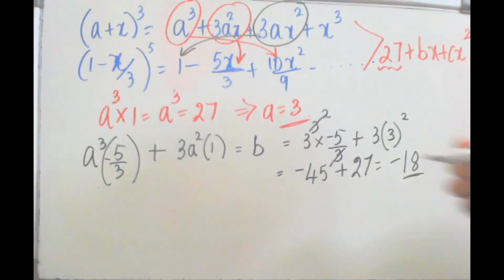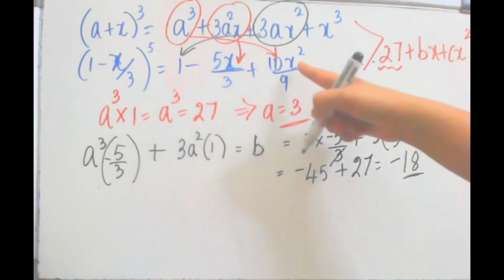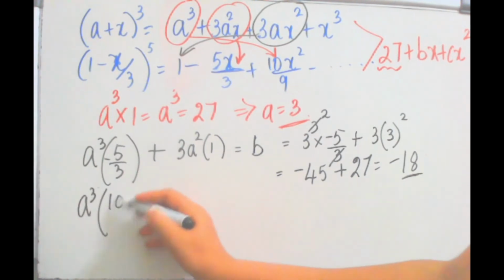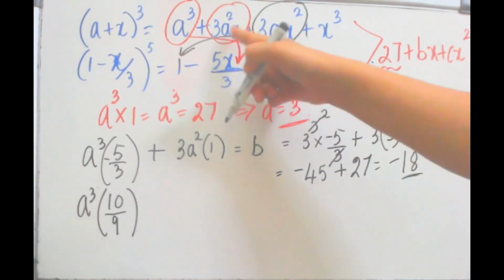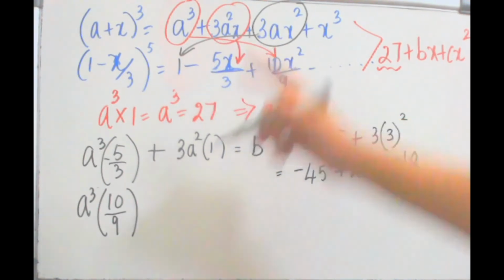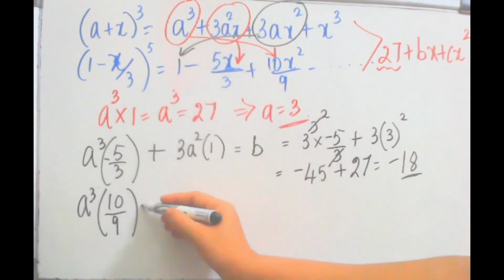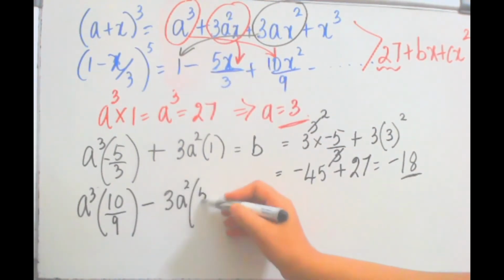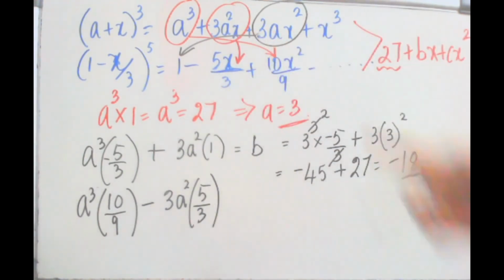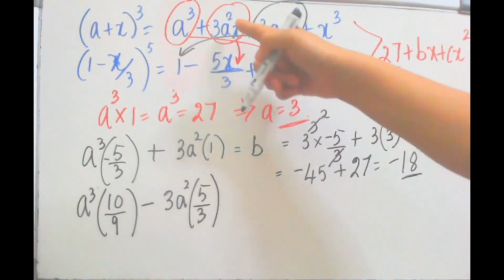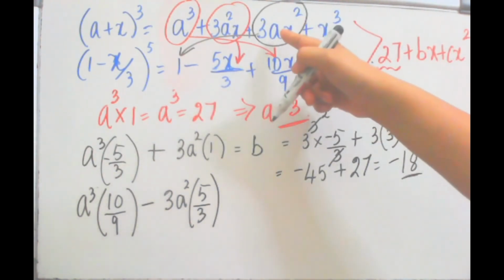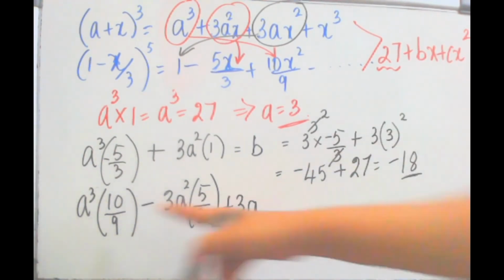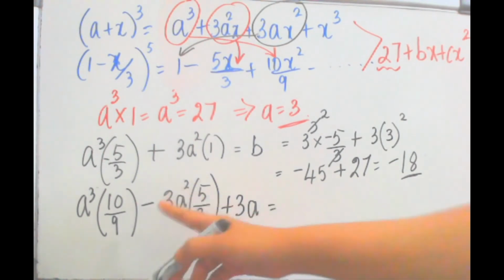Okay, so a cube when multiplied with the x square term of the second bracket, what do we get? A cube into 10 over 9. Then the x term multiplied with the x term here. If you see carefully, plus and minus gives us a minus. 3a square into 5 by 3, which is the coefficient of x. Observe, we don't need x, we are concentrating on the coefficient only. And the last term is 3a square multiplied to 1. So that gives us 3a. All these are x square terms. So now we will substitute the value of a and simplify.